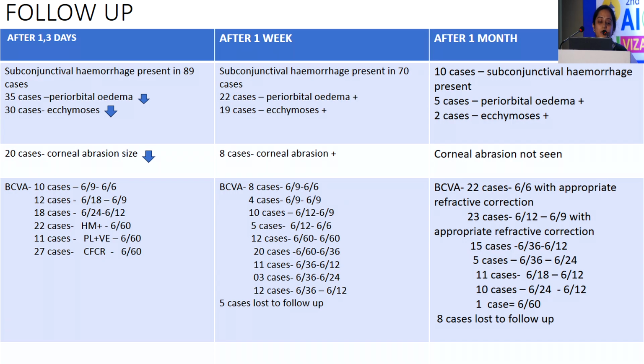The best corrected visual acuity was about 6/6 on day 1 and day 3 of follow-up in only 10 cases, but it improved to about 6/6 and 6/9 in around 43 cases. In the follow-up period, 5 cases were lost to follow-up at 1 week and 8 cases were lost to follow-up after 1 month.